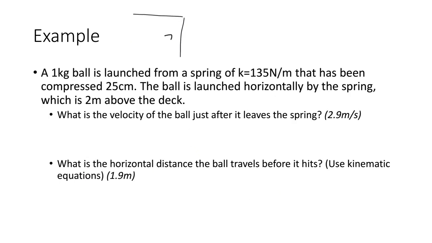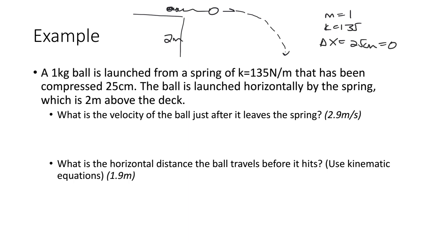In this next problem, we have a 2-meter tall deck with a spring. The spring has been compressed and is going to release and launch a ball like a projectile, like this. We know that the ball has a mass of 1, the spring has a constant of 135, and its amount of compression is 25 centimeters.